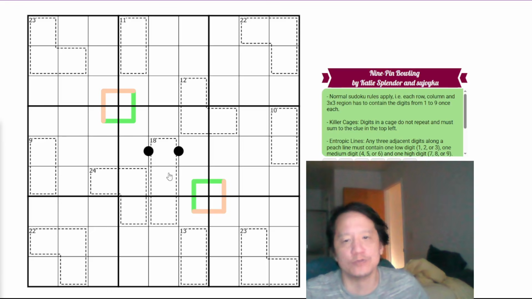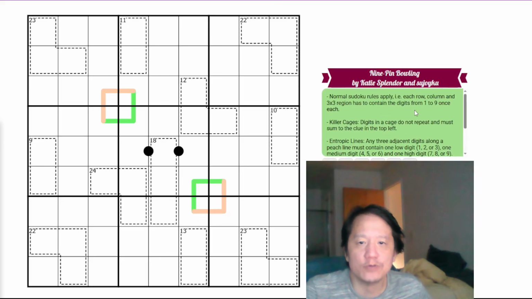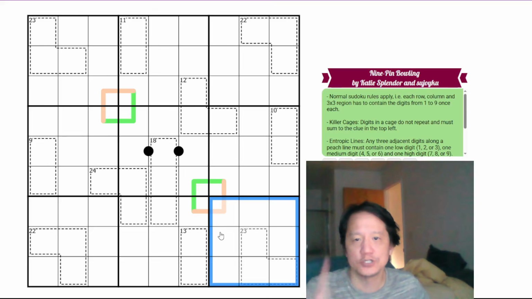And here are the rules. Normal Sudoku rules apply. That is, each row, column, and 3x3 region has to contain the digits from 1 to 9 once each.